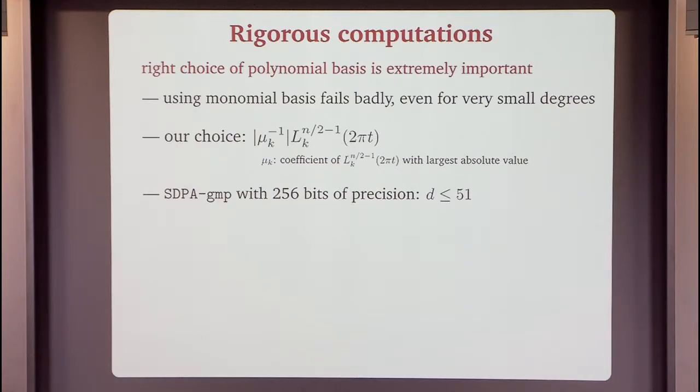And then it took us, I think, 1 year to solve this problem. Because there are many numerical issues. First of all, the right choice of polynomial basis is very important. If you just use a monomial basis, then things fail really badly. You don't get any results, even for very small degrees. For example, for sphere packings, if you want to work with degrees, say, 6, then solvers don't work in this case.